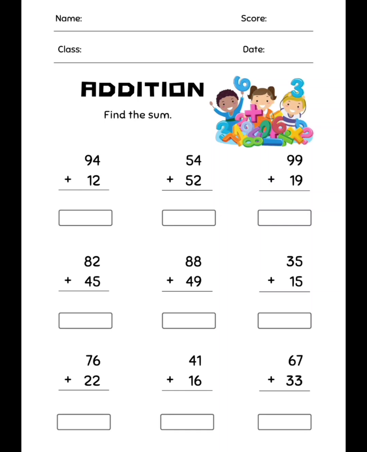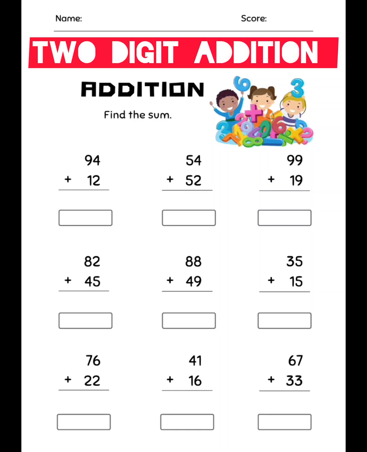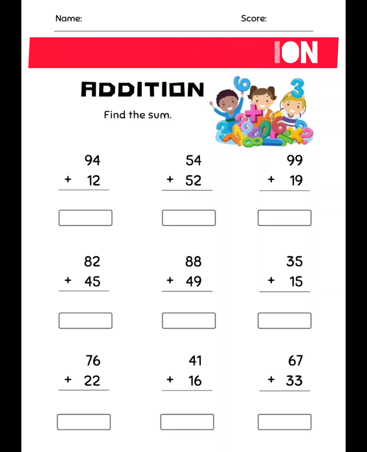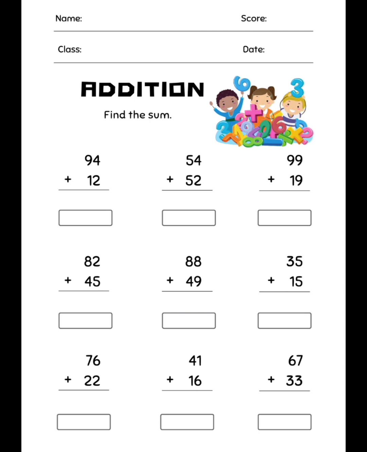Learn these 2-digit additions. One 2-digit addition is without carry and another one is with carry. Okay. Let's start. Number 94 and 12.